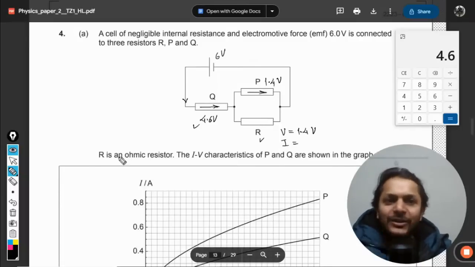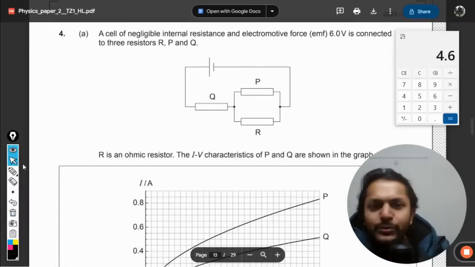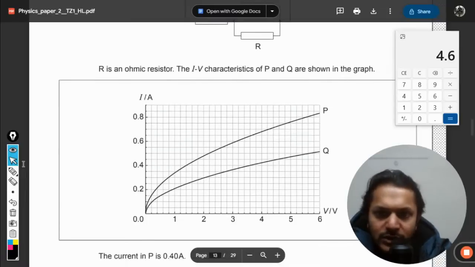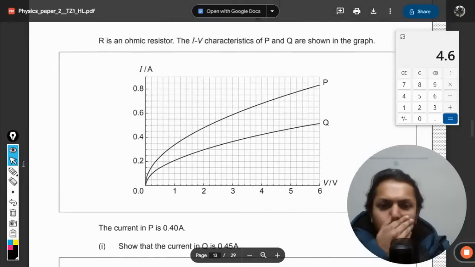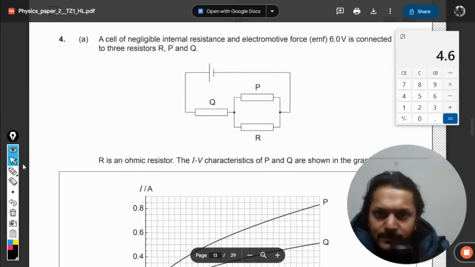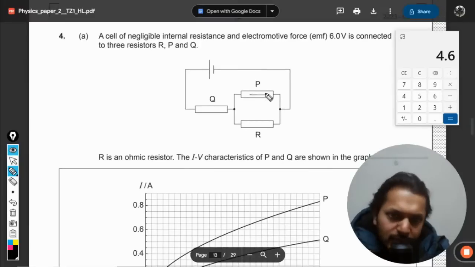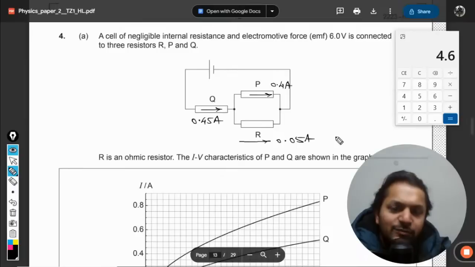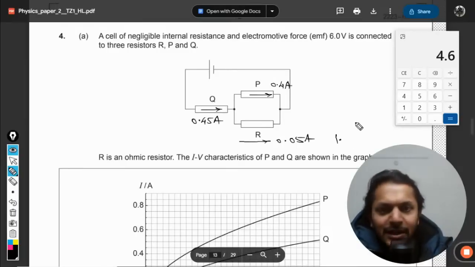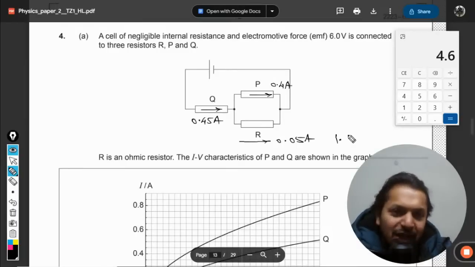We found that current. This is the problem with paper 2 questions: every other time we have to see, the current in P is 0.4. And 0.45. So the current here is 0.05 ampere, and the voltage across this was, I have forgotten that now. I think it was 1.4 volt.